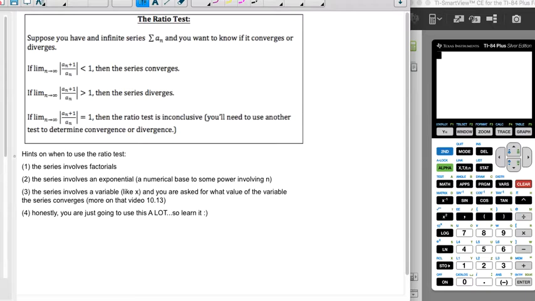So, big hints on when to use the ratio test. If you've got factorials, it's a ratio test problem. If the series involves exponentials, like a numerical base with a power involving n, probably a ratio test. If the series involves a variable like x, so let's say you have 2 to the n times the quantity x minus 1 to the n, etc., then you're pretty much using the ratio test, and we'll talk more about that in 10.13. Genuinely, you're going to use this a lot, so please put the time in to learn the ratio test. It's really up there in terms of importance.